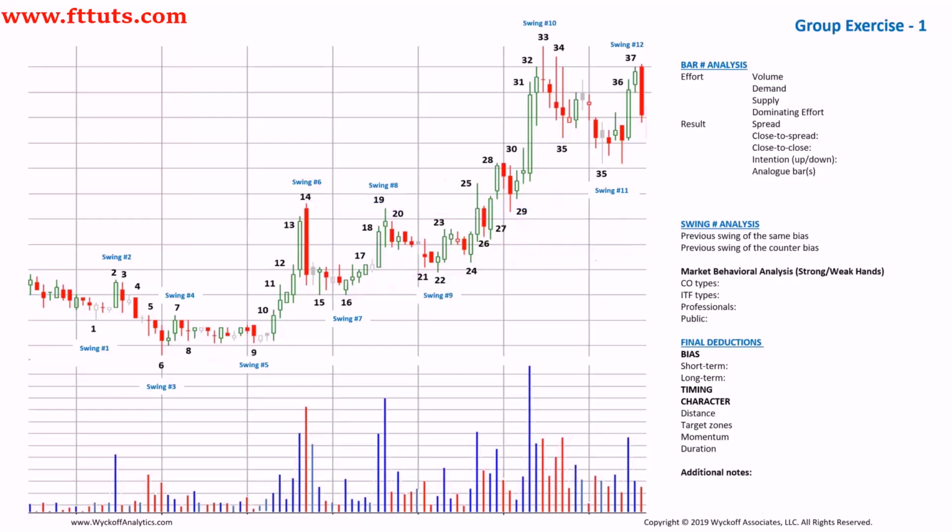Okay, let's talk about bar number 26. This is the bar, Ronnie, that produces a lot of questions from students. This is the second highest volume signature on the down bar so far. The previous one was at bar number 14.